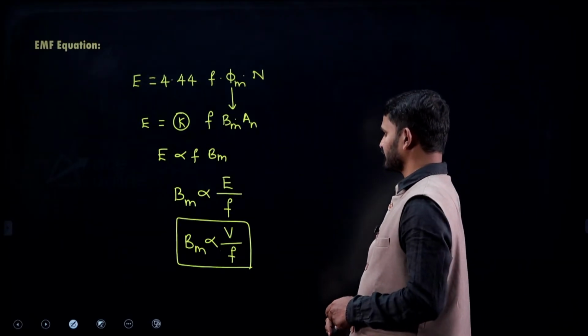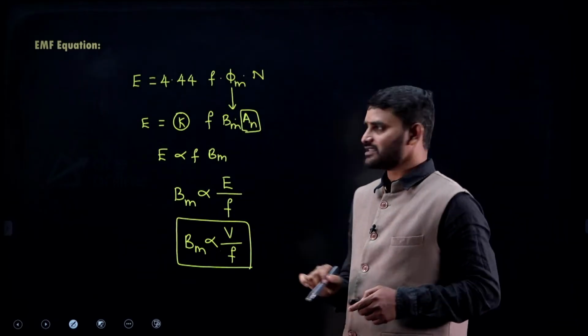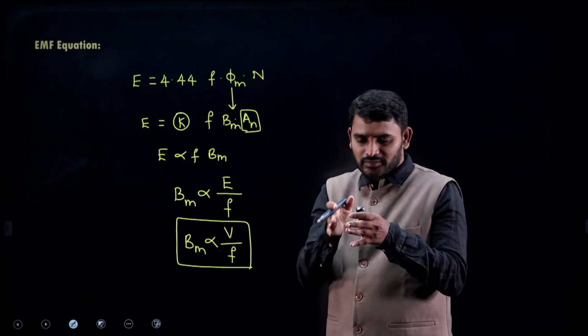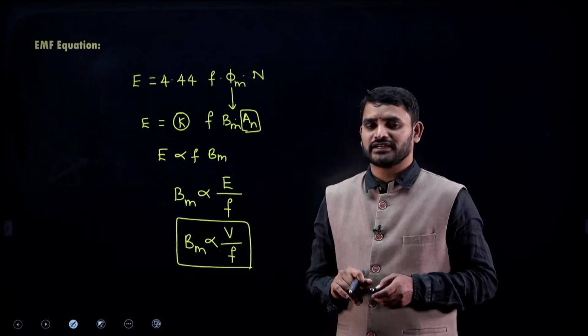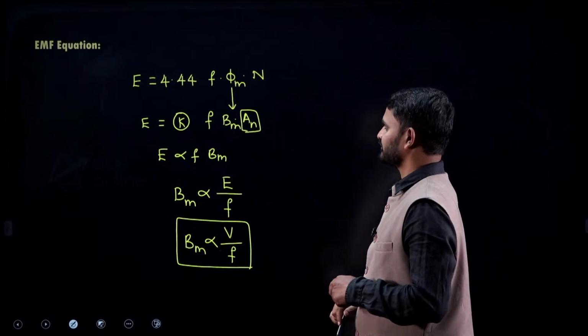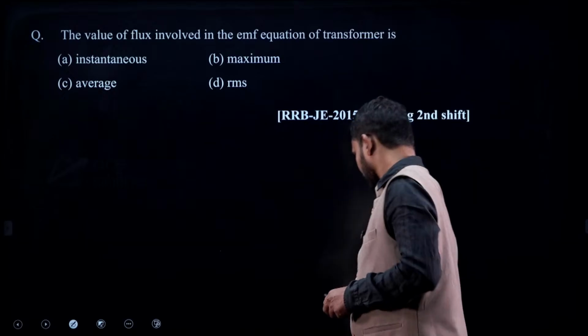Remember, this is net area of cross section, not gross area of cross section, because only the iron content we will be taking, because flux establishes only through the iron content or magnetic path content, not through the insulating material. So do not take gross area of cross section. So let us have a look at some questions here.